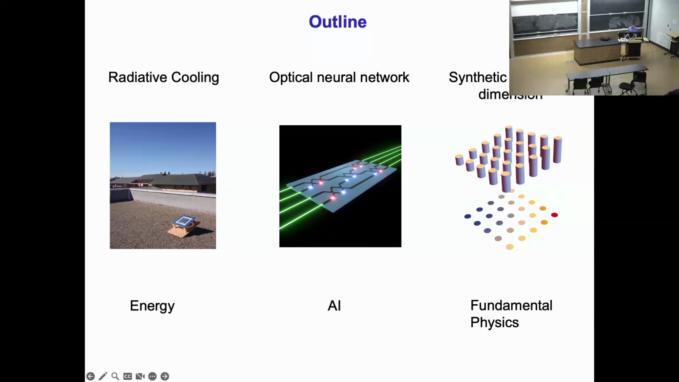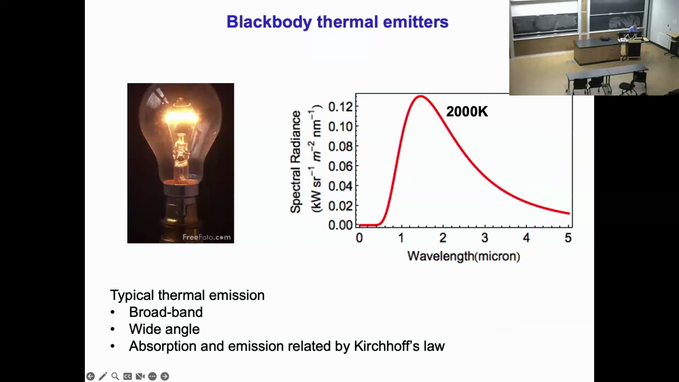So let me start with the first part on using photonics for energy. The work that I'll be talking about concerns control of thermal radiation. This thermal radiation, of course, is a textbook thing, is very well known. And perhaps the most well-known thermal radiator you can think of is a tungsten light bulb. So if you heat up the filament of tungsten to 2000 Kelvin or 3000 Kelvin, it emits white light. And what you can see is that in the standard description, a thermal radiator is broadband and wide angle.